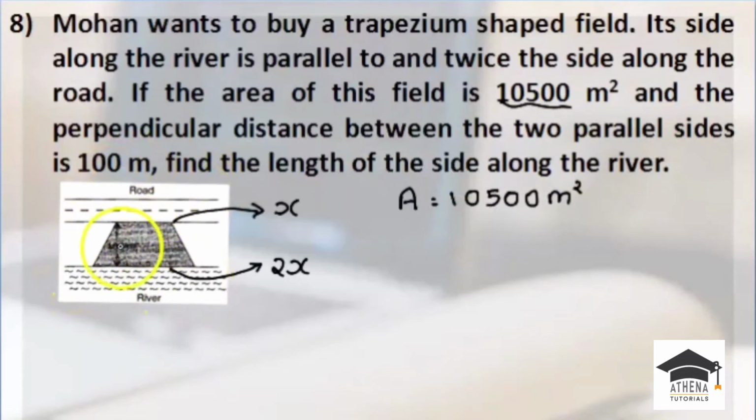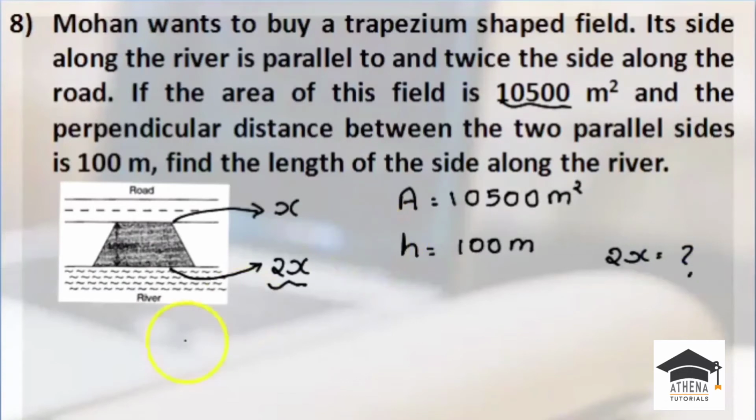These are the parallel sides and the distance between them is 100 meter. I'll mark it, it is nothing but the height. This distance is nothing but the height, so that is 100 meter. We need to find the length of the side along the river, that is nothing but the 2x. We need to find the value of 2x.